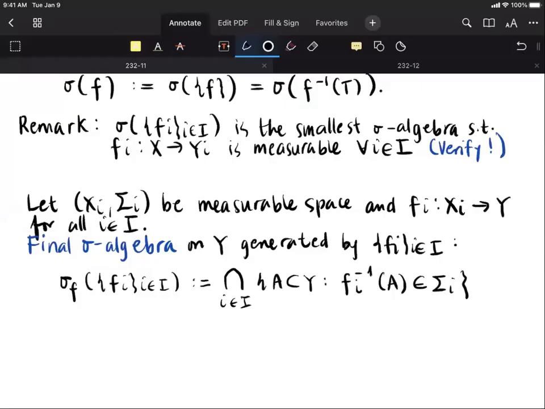So in this lecture, we will focus mainly on initial sigma algebras, and the corresponding results for the final sigma algebra are given in the exercises of the course notes. So again, we will only focus the discussion on initial sigma algebras.